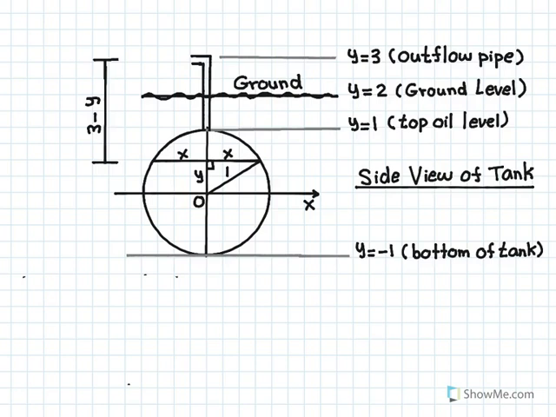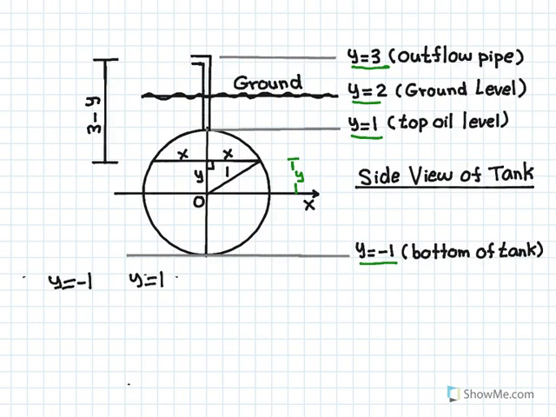Alright, so here we have a side view of the tank. We have y equals -1, which is the bottom of the tank. We have y equals 1, which is the top level of the tank. And we also have this distance, which is y. This is the distance from the rectangular slice to the x-axis. We have y equals 2, which is the ground level, and y equals 3, which is the outflow pipe. So the key concept here is that a cylindrical tank whose bottom is buried 3 meters below the ground lies between y equals -1 and y equals 1.